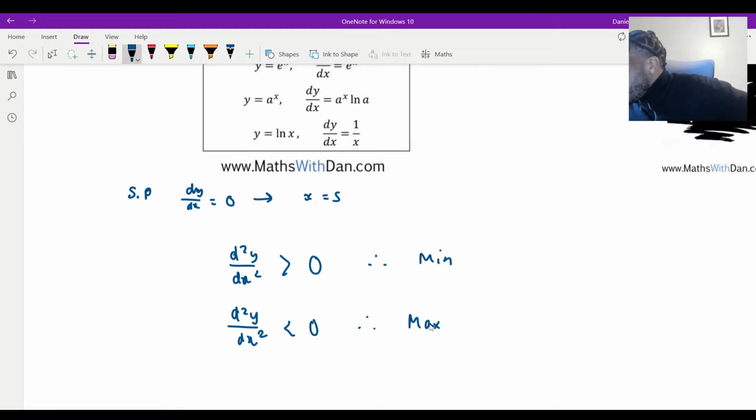What does differentiate mean, G? I'm not joking. It just means that you're finding the gradient of a function. Literally, differentiation is just the gradient of a function. Okay. Is there a PDF, sir?